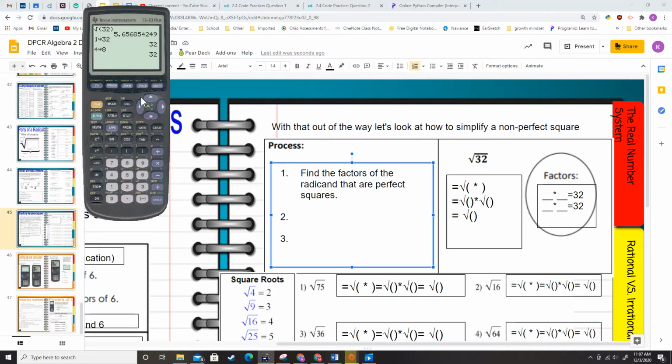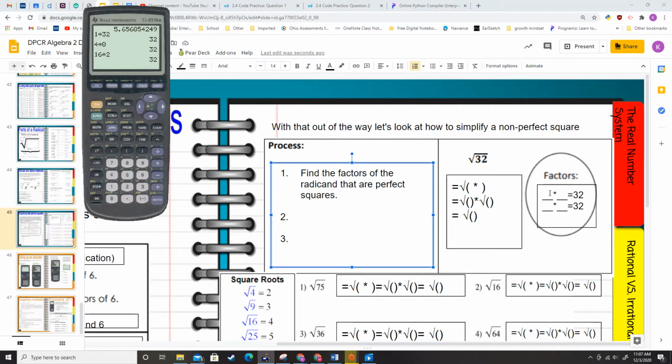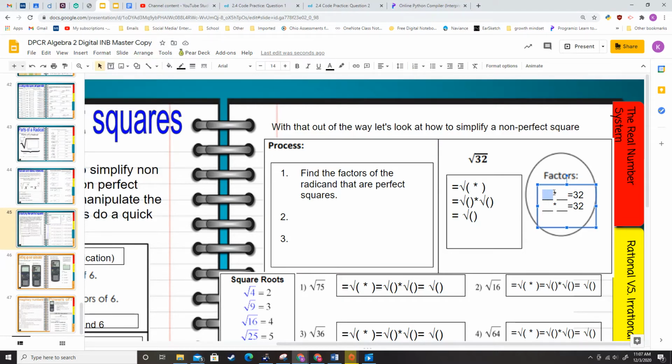Now, another group we have is also 16 times 2, which gives us 32. Both of these are numbers with perfect squares. We got 4, the square root of 4 is 2, the square root of 16 is 4. So both of these work. So, to the side, let's write those both down. So I got 16 and 2, and I got 4 and 8.